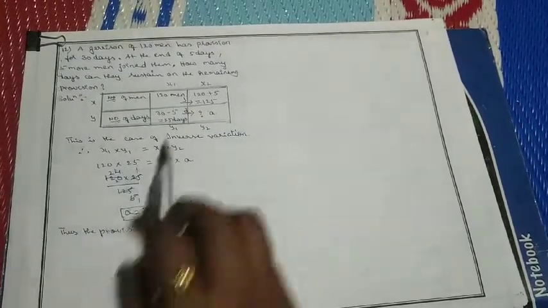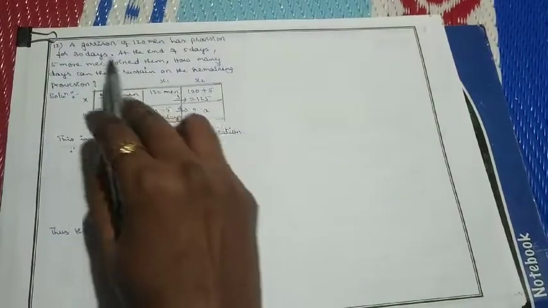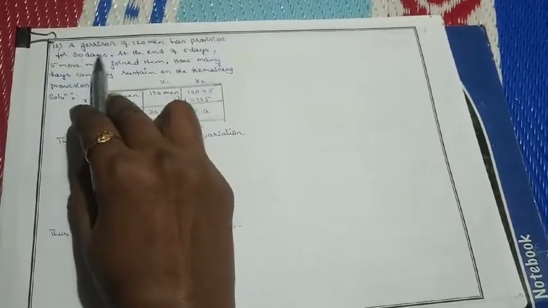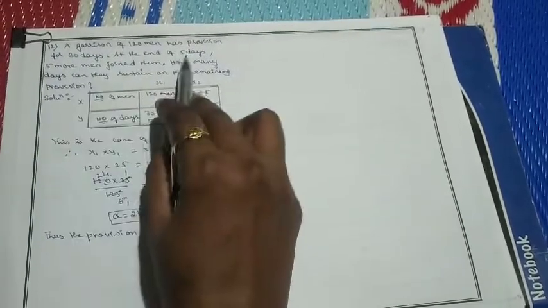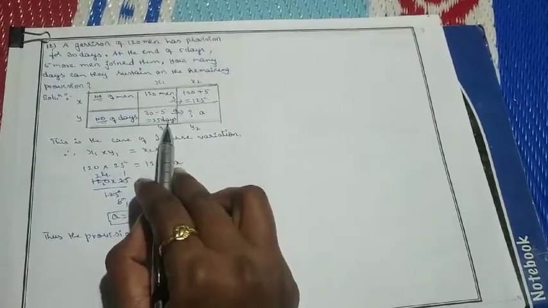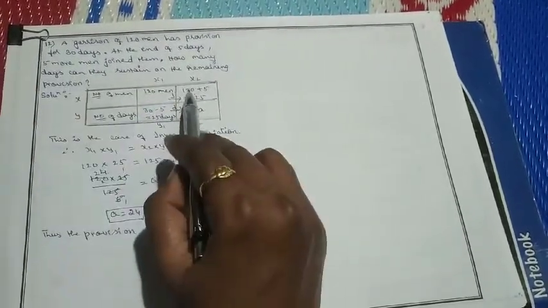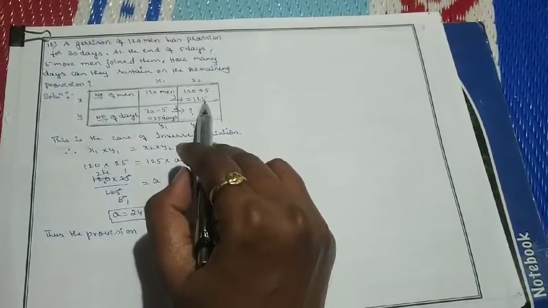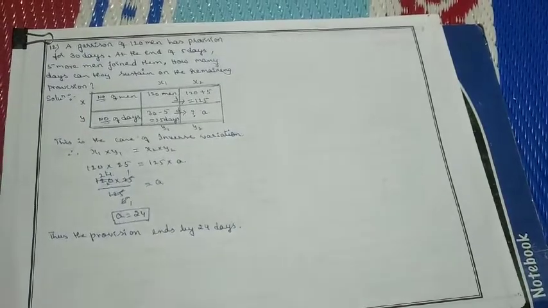This question is very important, children, from the examination point of view. Here, 120 men we take as it is, and the number of days given is 30, but at the end of 5 days, so 30 minus 5, 25 days we have to consider. At the end of 5 days, 5 more men joined, so 120 plus 5 becomes 125, and the provision ends by 24 days, children.